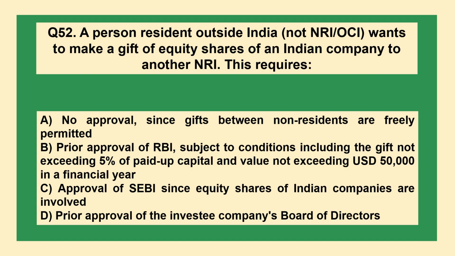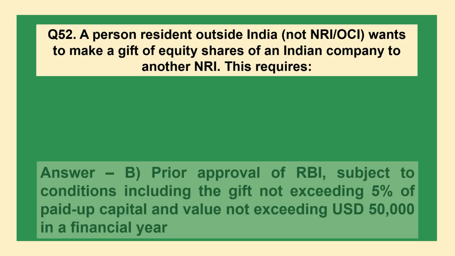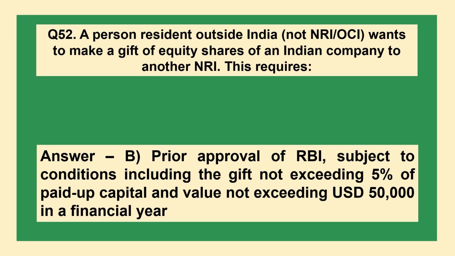A person resident outside India, not NRI or OCI, wants to make a gift of equity shares of an Indian company to another NRI. This requires A. No approval since gifts between non-residents are freely permitted. B. Prior approval of RBI subject to conditions including gift not exceeding 5% of paid-up capital and value not exceeding USD 50,000 in a financial year. C. Approval of SEBI since equity shares of Indian companies are involved. D. Prior approval of the investee company's board of directors. The answer is option B, prior approval of RBI, subject to conditions including the gift not exceeding 5% of paid-up capital and value not exceeding USD 50,000 in a financial year.